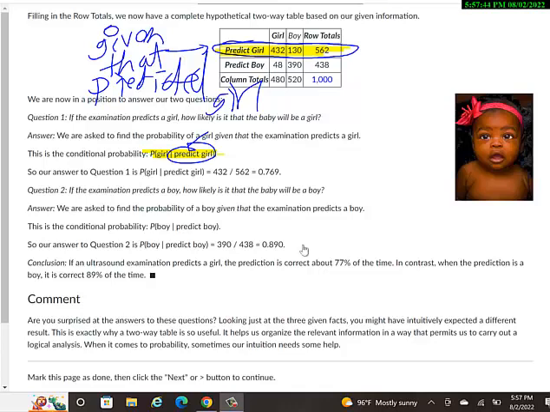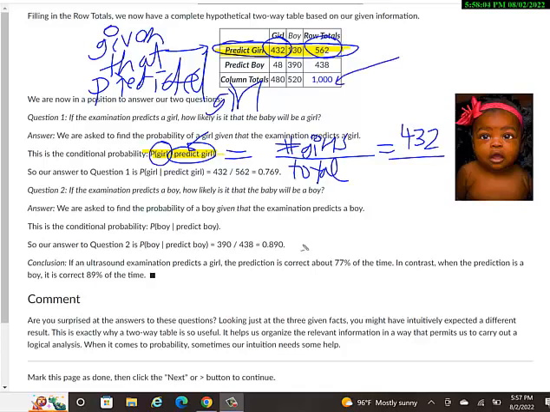What are we trying to calculate? The probability of having a girl. So we want the number of girls in that row out of the total number. But like we said, we're only looking at that row that's highlighted up there. How many were actually born girls? It was 432 out of the total number there. We're not looking at all babies together, only the ones that were predicted to be girls. So we're looking at the total of 562.